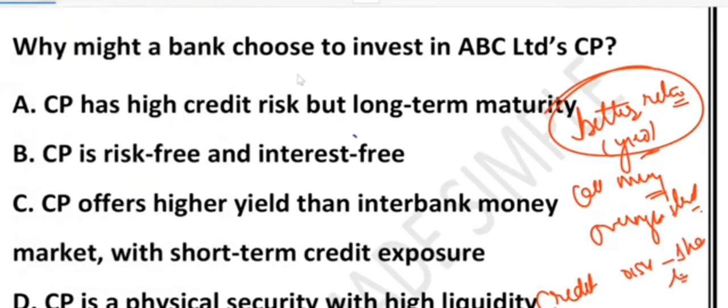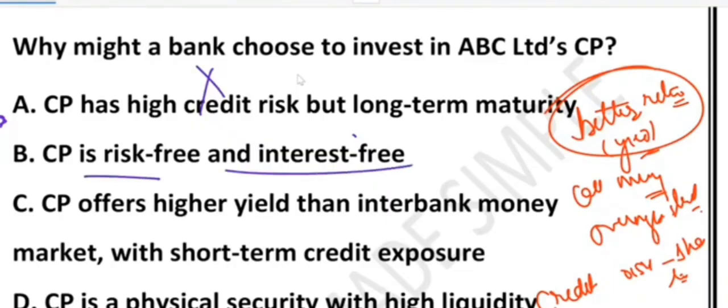If you go through option A, it says that CP has high credit risk but long-term maturity. It is completely wrong. Why? Because CP actually has low to moderate credit risk. And you know, it is a kind of short-term instrument, usually 7 to 365 days. So this statement is incorrect.